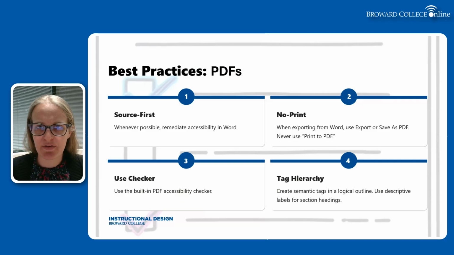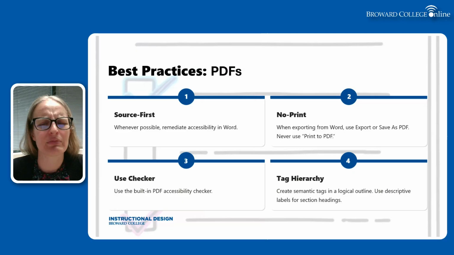So stepping back from all of those other issues, the best practices that you really need to focus on, or that would be most helpful for you, first I'd say is to work with the source as much as you can. So if you have access, whenever possible, do your accessibility remediation within a Word document that you would then export to a PDF rather than trying to do it within the PDF first.